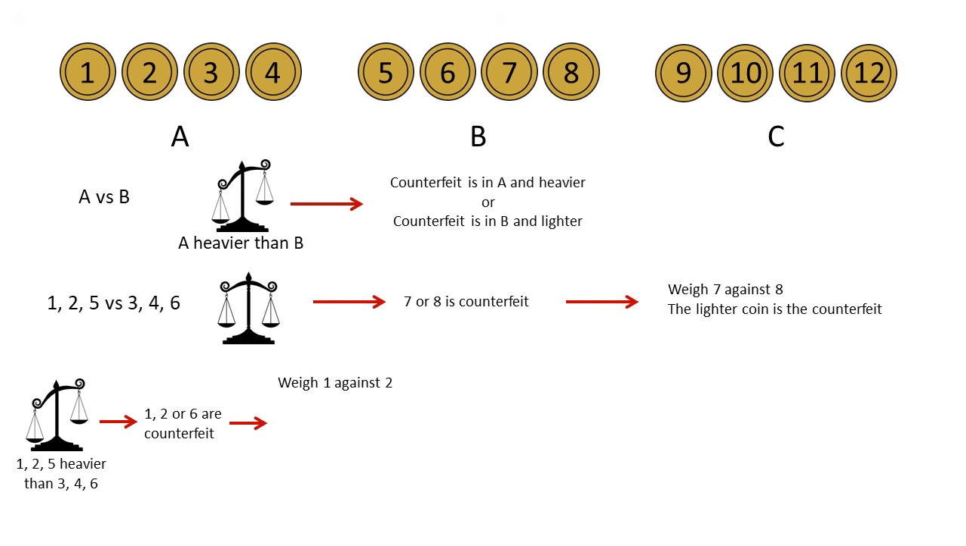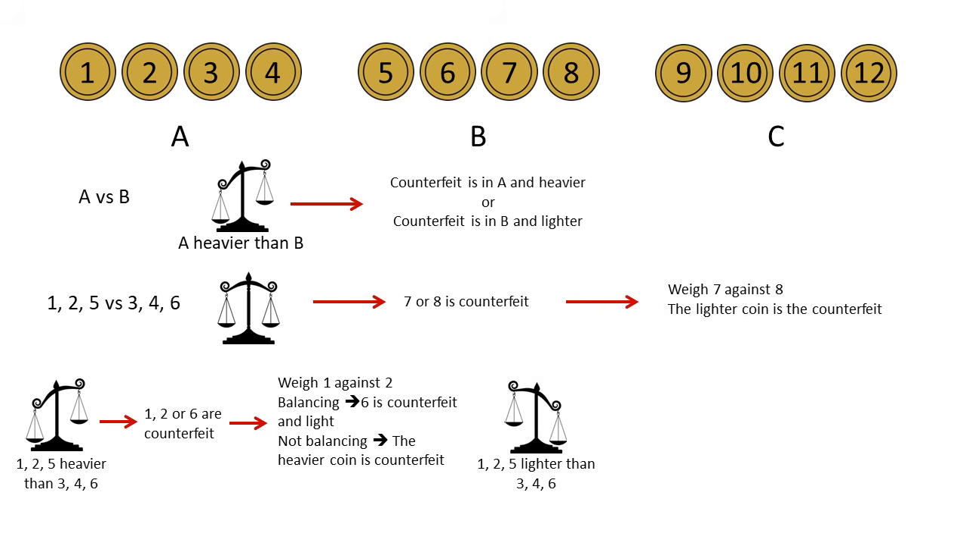We're now going to pick 1 and 2, weigh them against each other. If they balance, they're both genuine, hence 6 is the counterfeit coin, and as it's in group B, it must be lighter. If they don't balance, then we know that one of 1 or 2 is the counterfeit, and as they're in group A, it's going to be heavier, so the heavier coin out of 1 and 2 would be the counterfeit one.